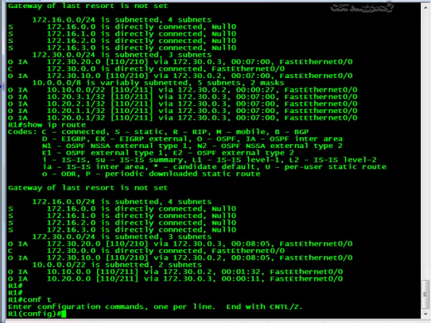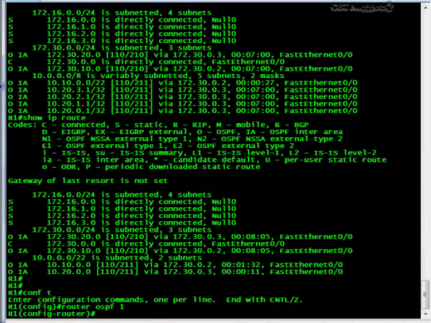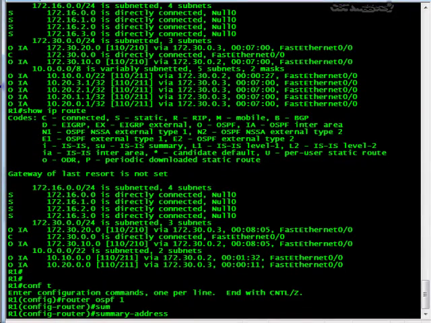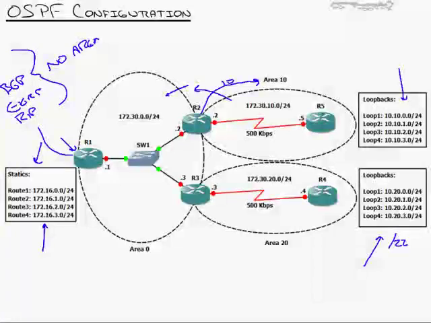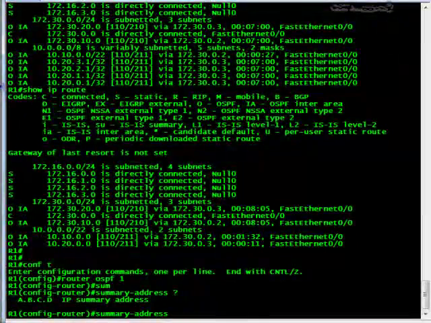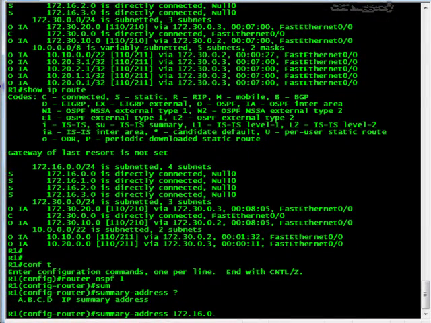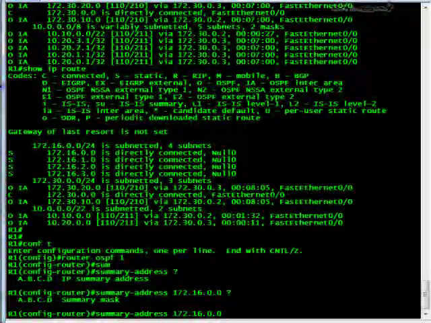So let's head up here to router 1, go into global config, router OSPF 1, and I'll just type in summary address. This is the command, summary address. And then what summary address do you want to use? Well, I'll come back here and say it is going to be 172.16.0.0, and the summary mask will be 255.255.252.0.